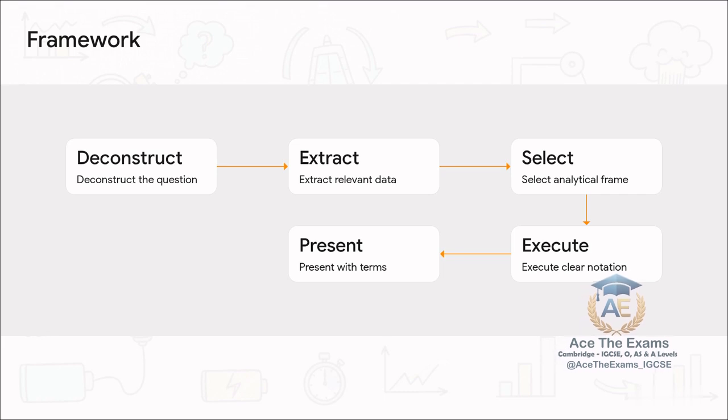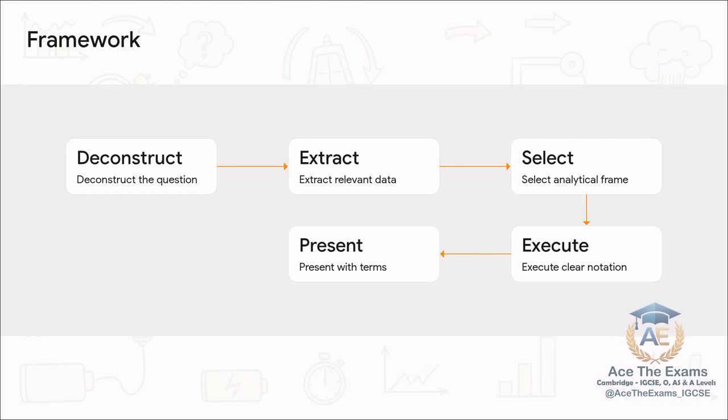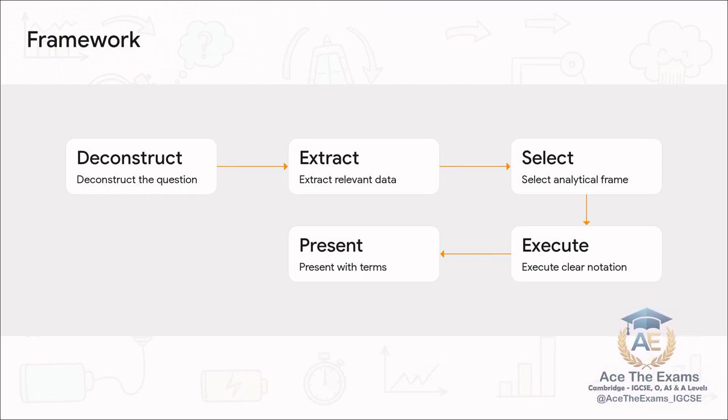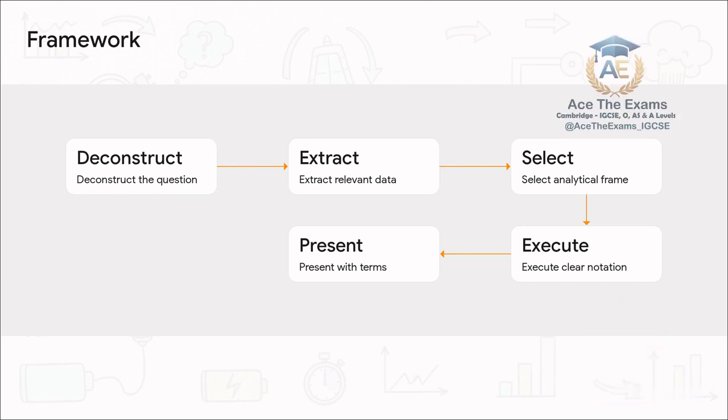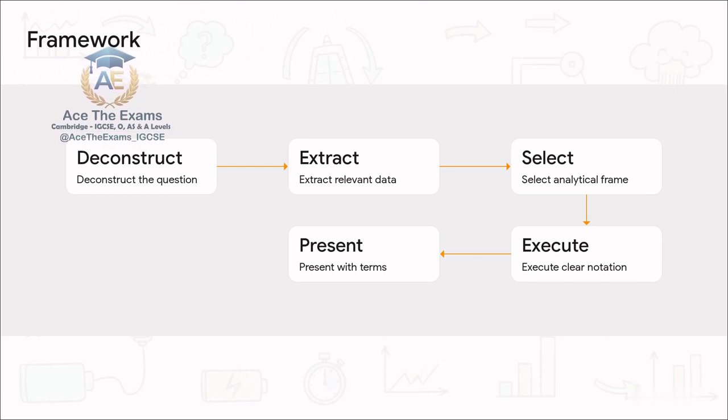Step 2. Extract relevant data. Pull the numbers, the units, and the hidden assumptions right out of that text block. Step 3. Select your analytical framework. Are we using the PEEL method for a long descriptive question, or are we setting up an initial energy equals final energy algebraic equation for a complex calculation? Step 4. Execute with clear notation. This is absolutely critical. This means showing your working out step by step, line by line. You want to let the examiner actually see the red pen marks transforming into green check marks as they follow your flawless logic.